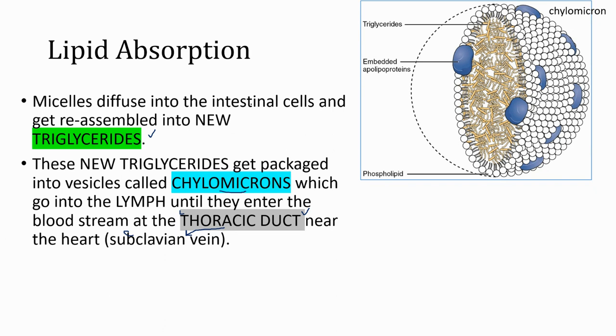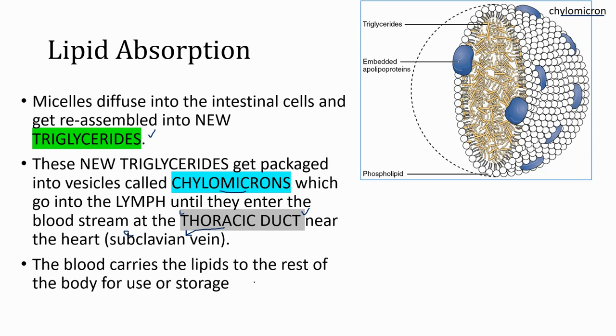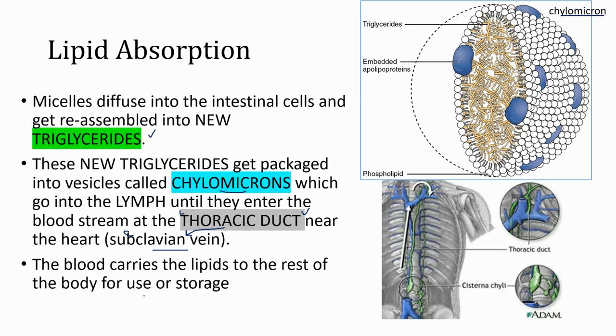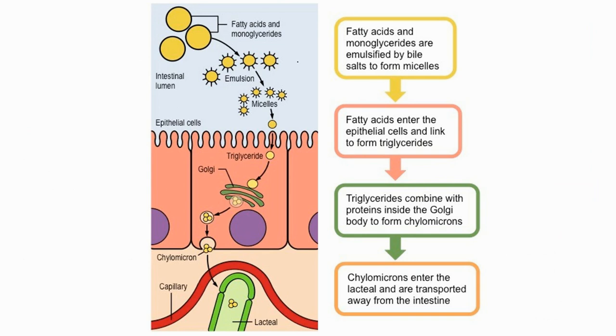So this right here is what those triglycerides look like. So you've got this chylomicron here and all these triglycerides inside. The blood is going to then, once it gets into the subclavian vein, carry the lipid to the rest of the body for storage. So again, just to see that picture a little bit, you've got your thoracic duct right here, that green one, which is taking it, dumping it into the subclavian vein right there. That subclavian vein will be going into the heart by way of the superior vena cava into the right atrium. So just to see a picture here, you've got your fatty acids and monoglycerides.